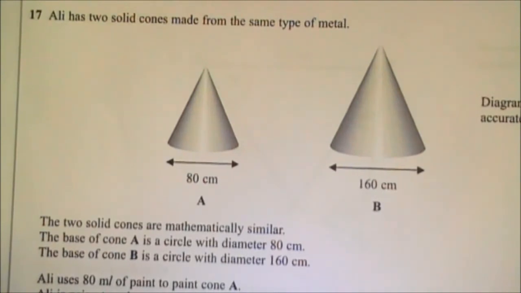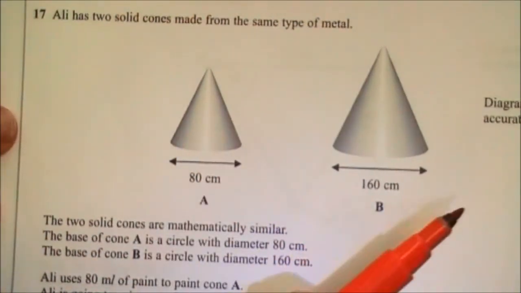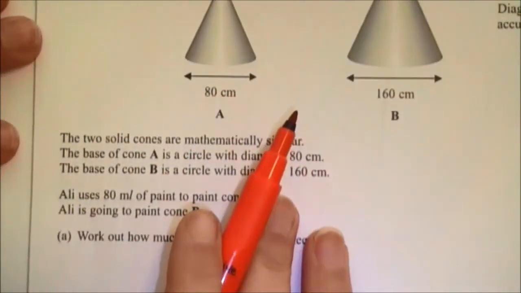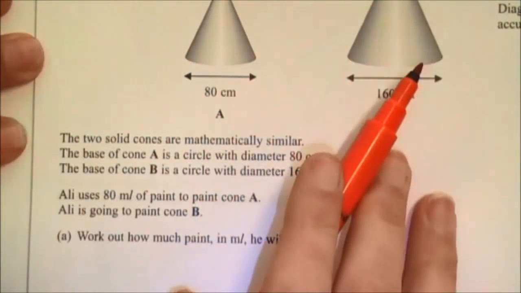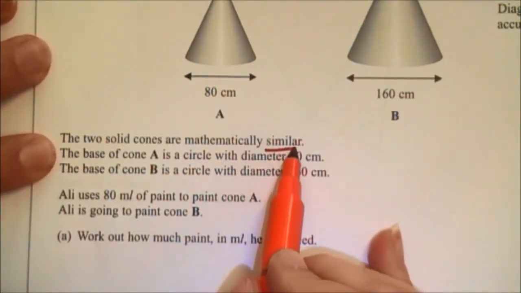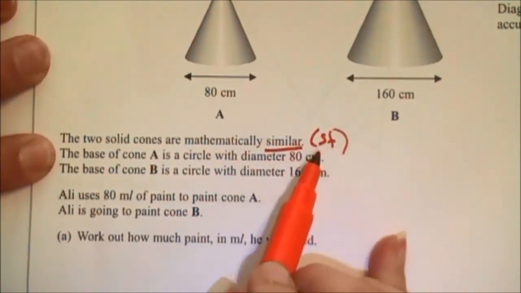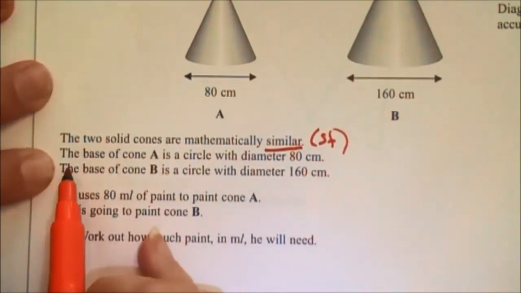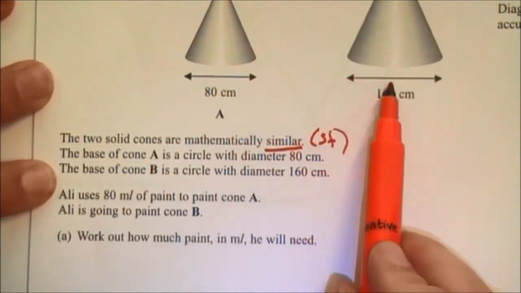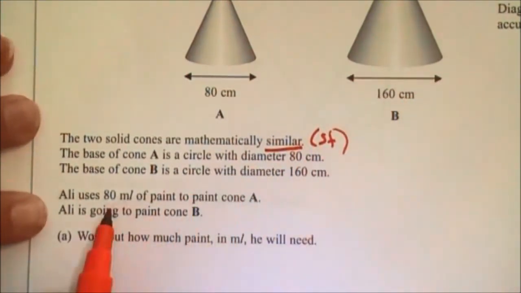Question 17 is about similar shapes, but this time we're dealing with solid shapes. So Ali has 2 solid cones made from the same type of metal, A and B. The 2 solid cones are mathematically similar, so that means that we're always looking for a scale factor. The base of cone A is a circle with a diameter of 80. The base of cone B is a circle with a diameter of 160 centimetres.